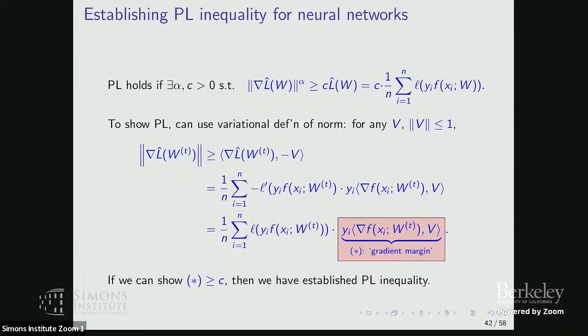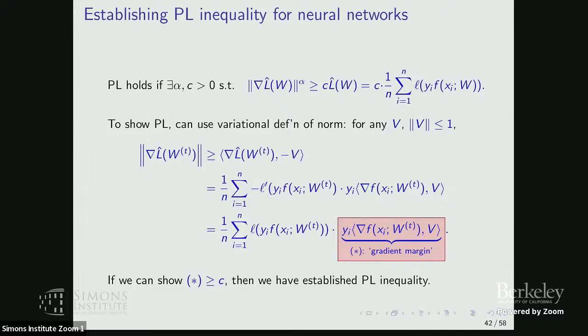Okay. Now we can do some simplification. We're looking at the exponential loss. The exponential loss satisfies that minus L prime is equal to L. So that allows us to change this minus L prime to L here, and then we just bring down this other term. I'm just going to pause for a second because this is the quantity that we're going to be spending the next half hour really thinking about and trying to intuitively understand, and how we can get some type of control over it and what that means for PL inequalities.